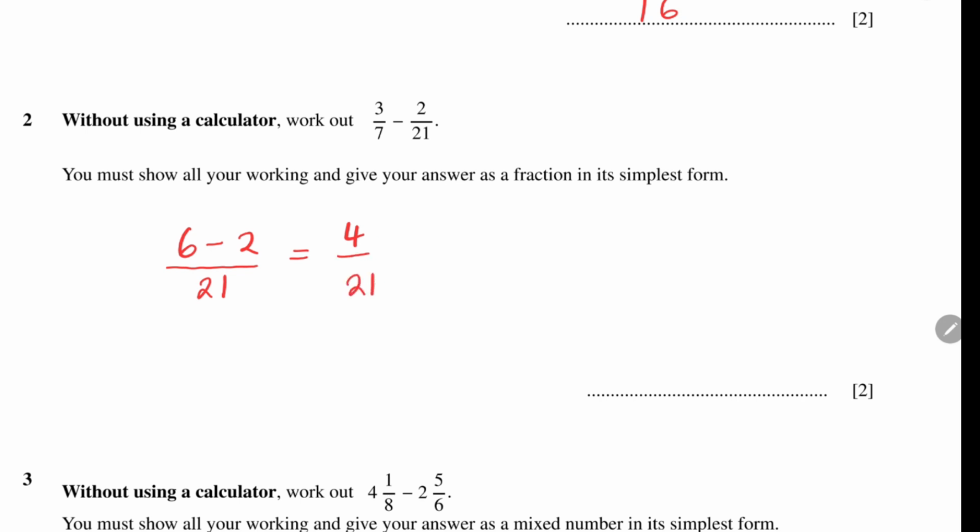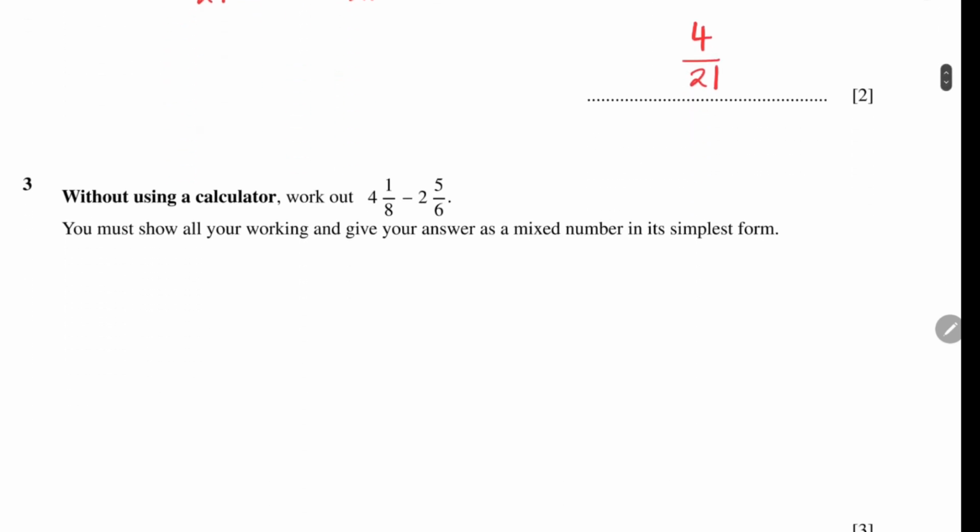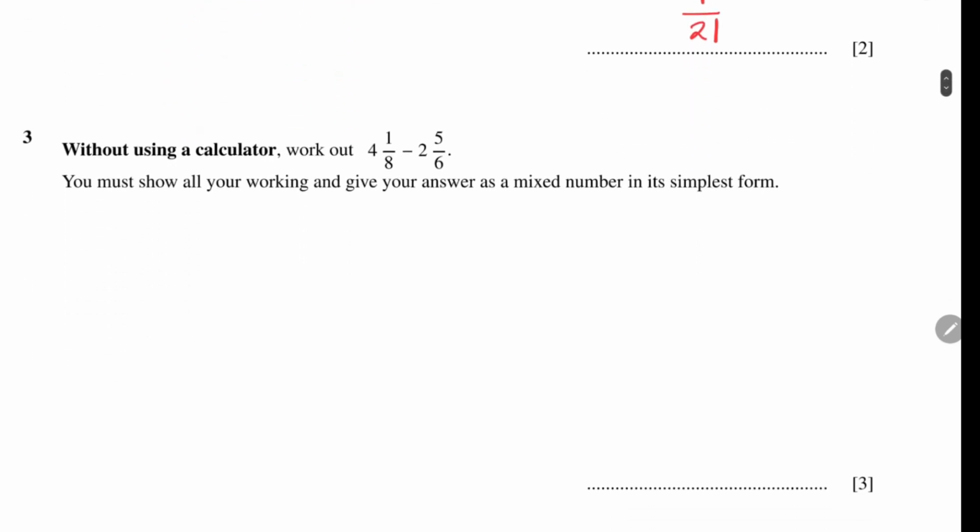So I've been asked to leave this in its simplest form. Can I take this lower? No. There is no common factor of 4 and 21. So the final answer is 4 over 21. Moving on to the next question.